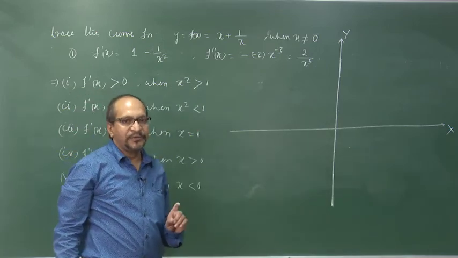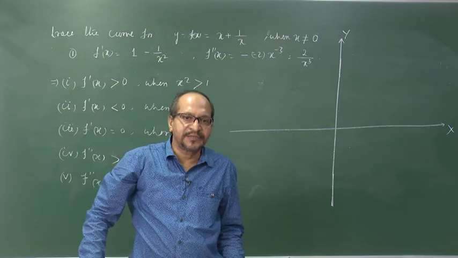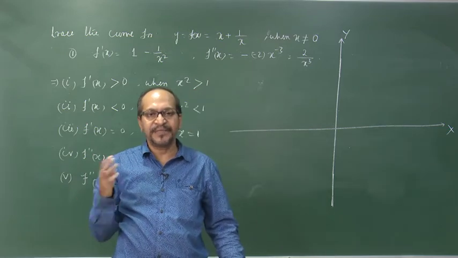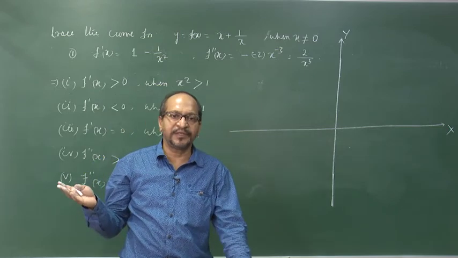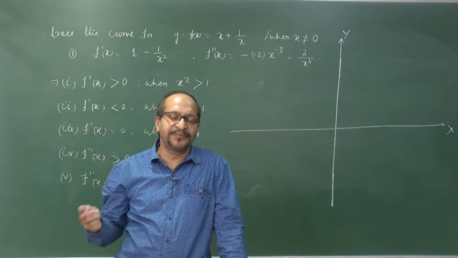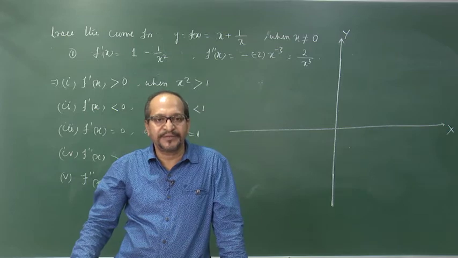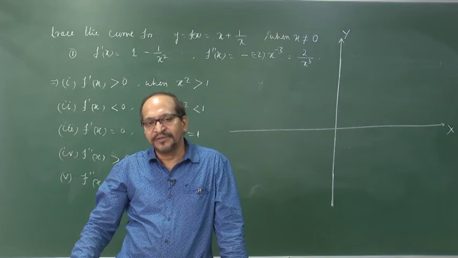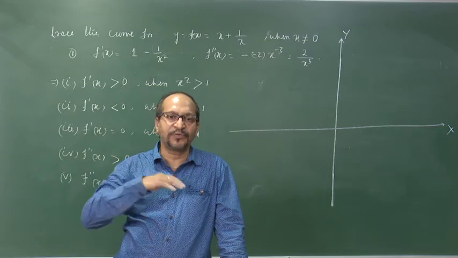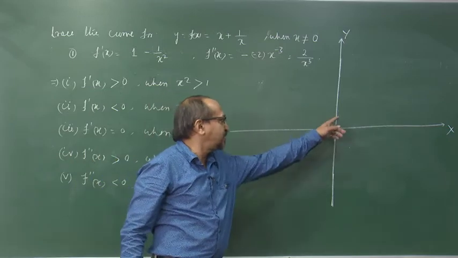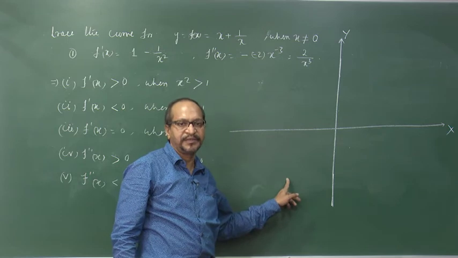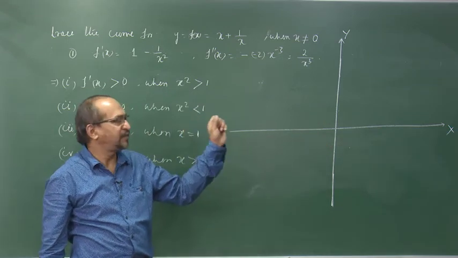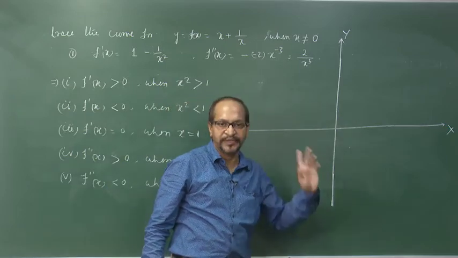Another thing we have already discussed in previous classes, that if f x is an even function, the shape of the curve or the graph is symmetrical about the y axis. If f of x is an odd function, then it will be symmetrical about the quadrants, means the first quadrant and third quadrant will be symmetrical. If it is an even function, that is f of x is equal to f of minus x, then it will be symmetrical about the y axis.